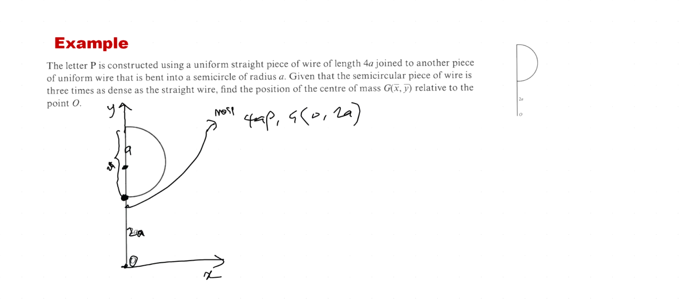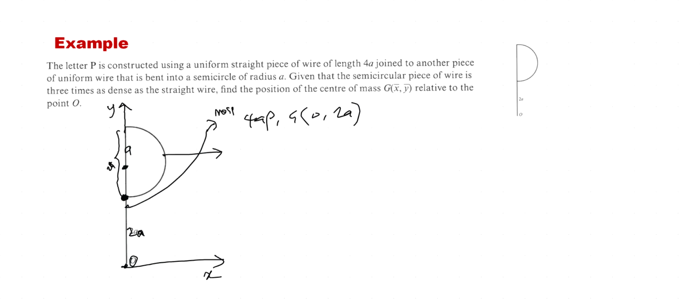Now, for the semicircular wire, remember that the semicircular wire is 3 times as dense as the straight wire. So if the unit mass of the straight wire is rho, the unit mass of the semicircular wire is 3 rho. But first of all, we have to find the length. The length is a semicircle.